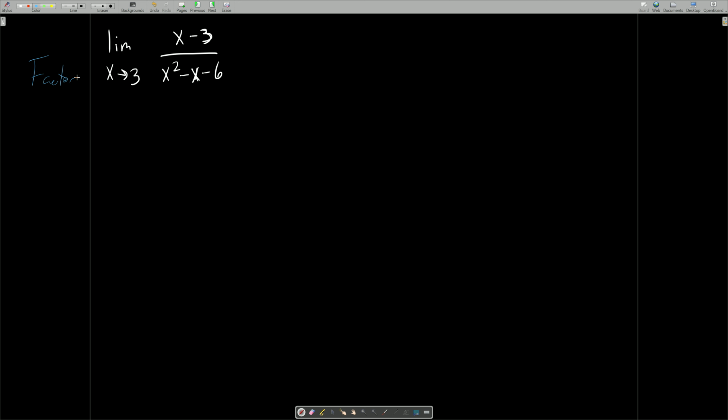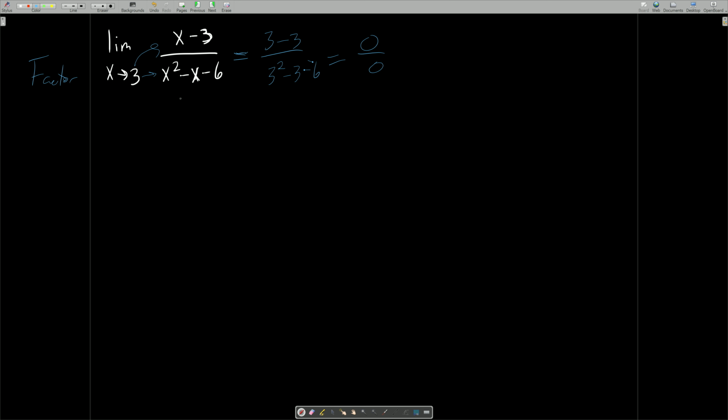This first example is about factoring. If you use direct substitution, like I was using in the previous video, and substitute 3 for x to evaluate the limit, you get 3 minus 3 over 3 squared minus 3 minus 6. That comes out to be 0 over 0. This can't be your final answer. What you need to do is simplify the limit.